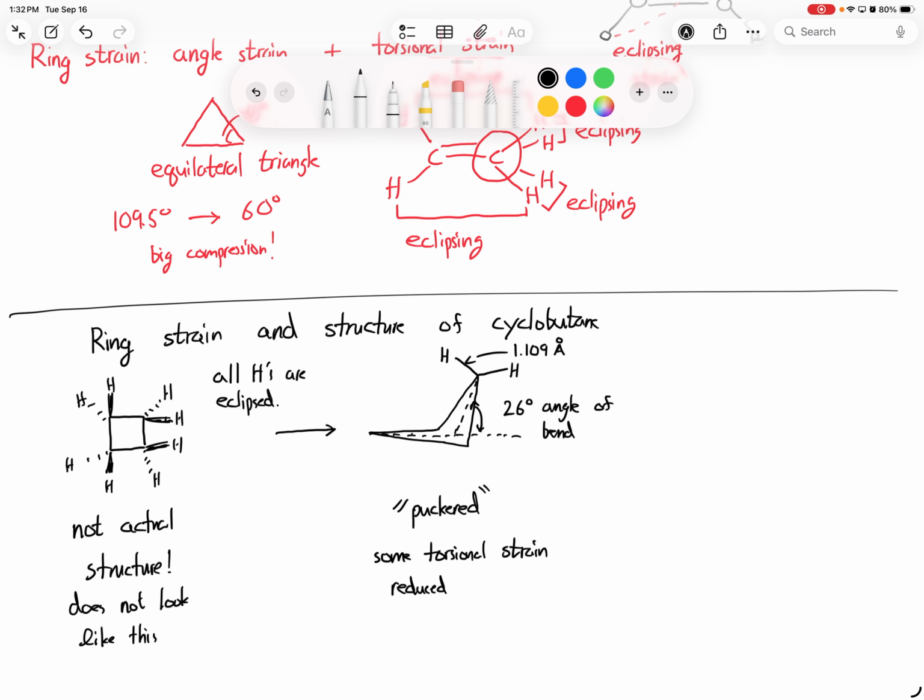But here, maybe I'll just draw in red so we can see this. So this angle right here, that's still going to be 88.5 degrees. So, what's wrong with that? Do we have any angle strain? What do you guys think? Remember, tetrahedral is what again? 109. Oh, we're at 88. Still no good. Okay, so that's still not good enough. All right, so that's still bond compression.